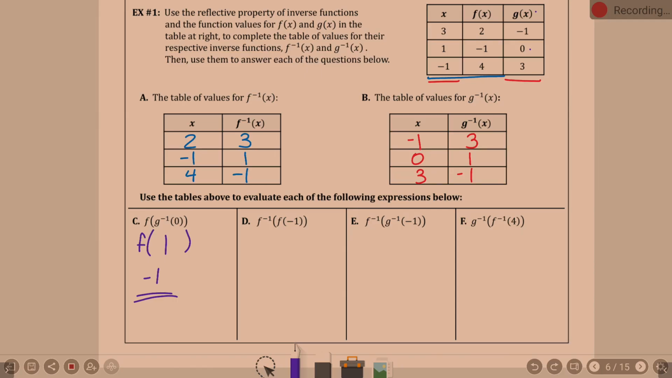So f inverse of f of -1. What is f of -1? 4. And f inverse of 4 is -1. And when it says f to the -1 power, I read that as f inverse or g inverse. So this is f inverse of g inverse of -1. What is g inverse of -1? 3. So then what is f inverse of 3?